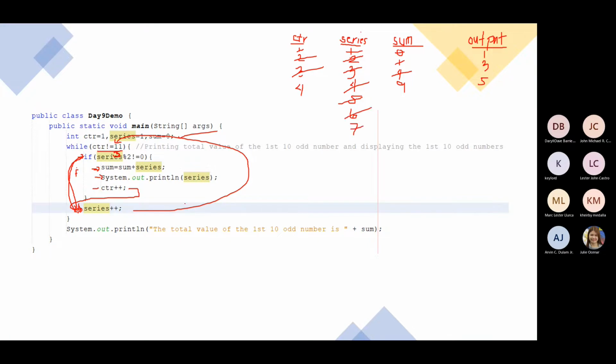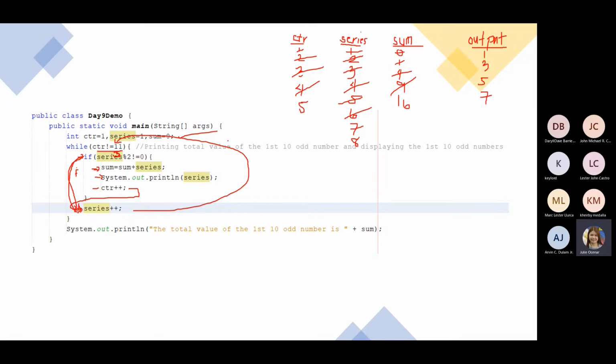7 now. Go back to our condition. Is 4 not equal to 11? True. And then series, which is 7, modulo 2 is not equal to 0. True. So sum, which is 7 plus the series, magiging 16. Alisin natin yan. And then print the value of your series, which is 7. And then counter, magiging 5. And then crash out. And then series naman will be 8.